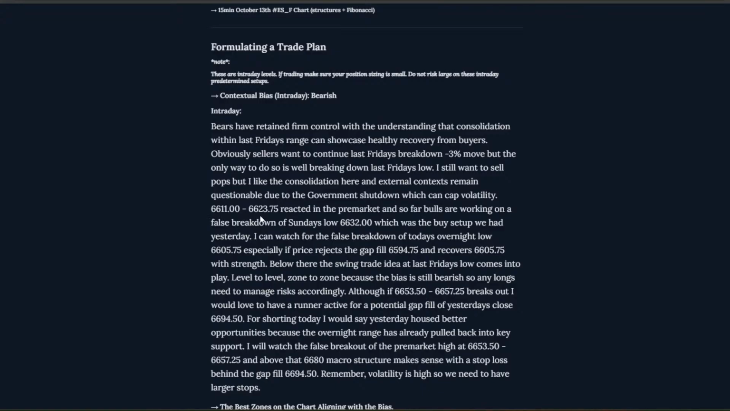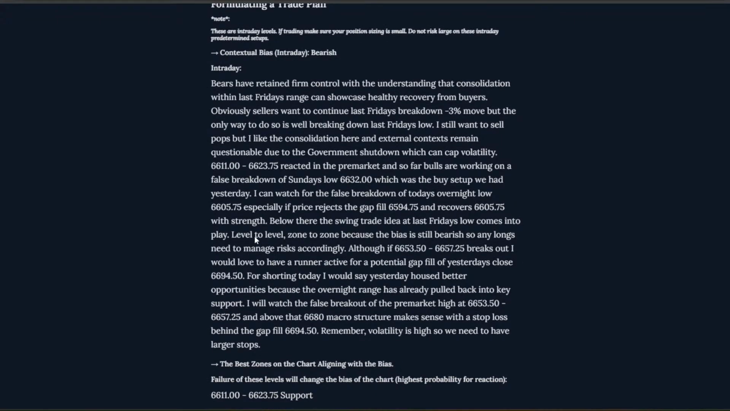66.11 through 66.23.75 reacted in the pre-market, and so far bulls are working on a false breakdown of Sunday's low, 66.32, which was the buy setup we had yesterday. All right, so here's where we get into the nitty-gritty of entry, stop losses, and targets. I can watch for the false breakdown of today's overnight low, 66.05.75, especially if price rejects the gap fill, 65.94.75, and recovers 66.05.75 with strength.